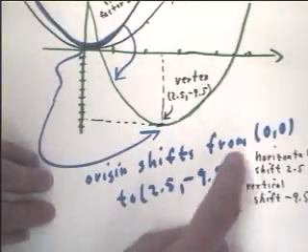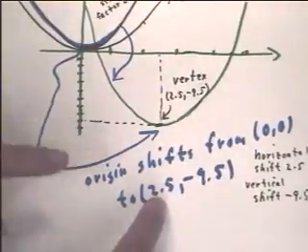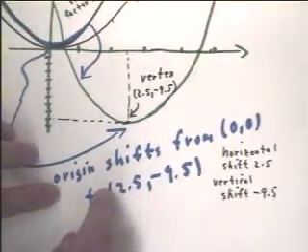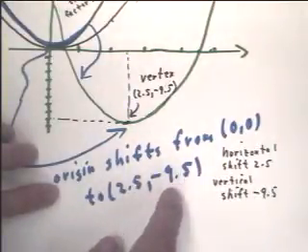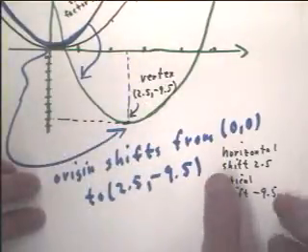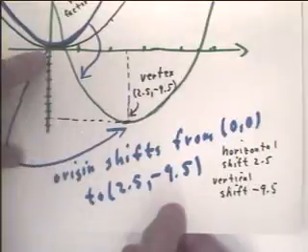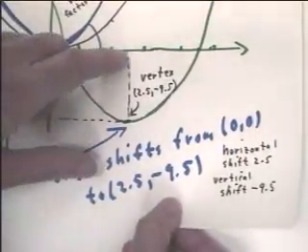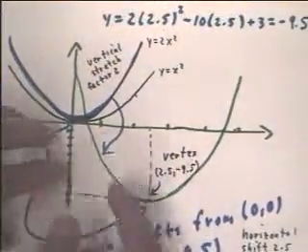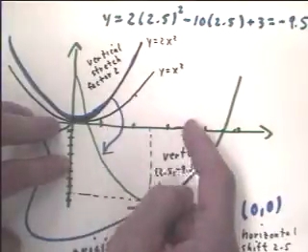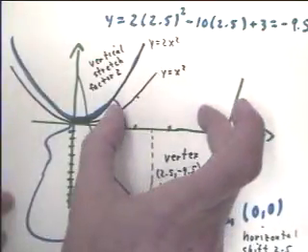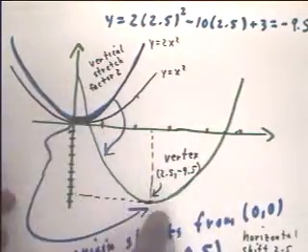So in the x direction, we shift from 0 to 2.5. X is horizontal. We call that a horizontal shift of 2.5 units. Y changes from 0 to negative 9.5, so y is in the vertical direction, so y shifts by negative 9.5 units. So the origin is shifted horizontally 2.5 units, vertically negative 9.5 units. Every other point of the graph will be shifted by the same amounts, so that we can just imagine picking up this graph, shifting it over 2.5 units and down 9.5 units to get this graph.